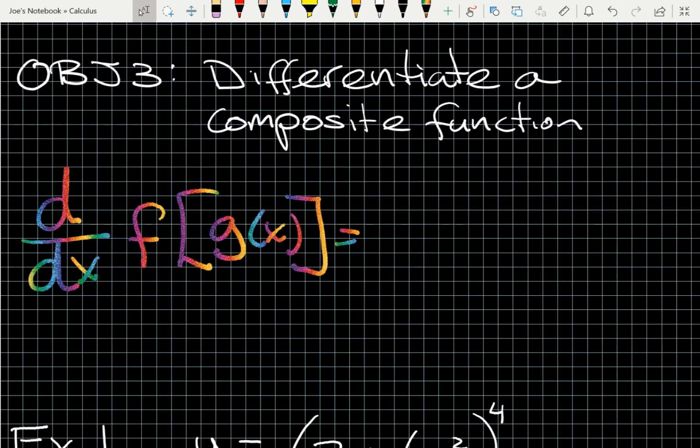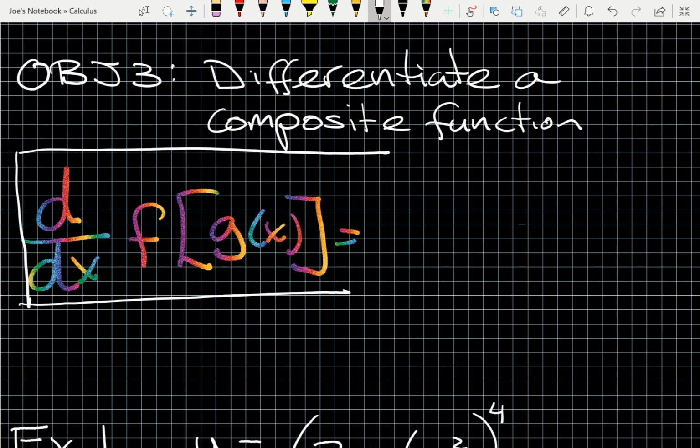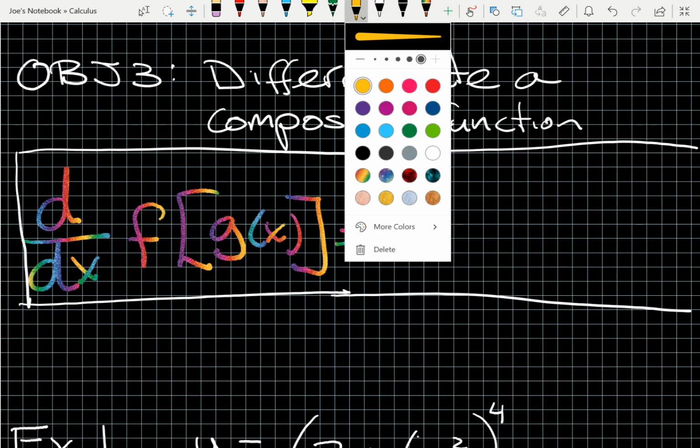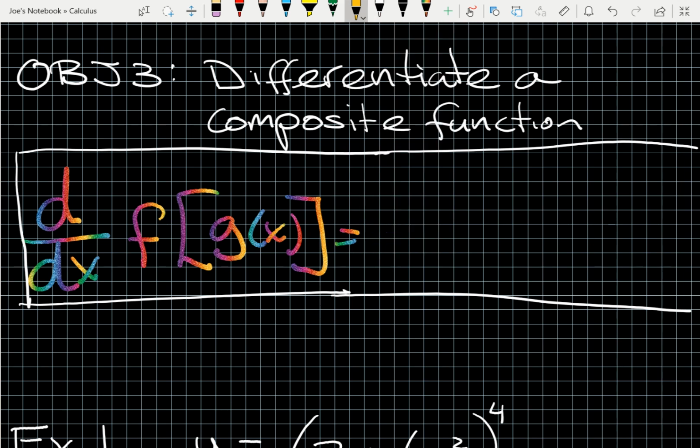Objective 3, let's differentiate a composite function. Well, first of all, we have to have the chain rule. So in rainbow colors, here is the setup to find the derivative of a composite function. Let's change a color so it's a little bit more standout. So that's good enough. So let's say we have the derivative.